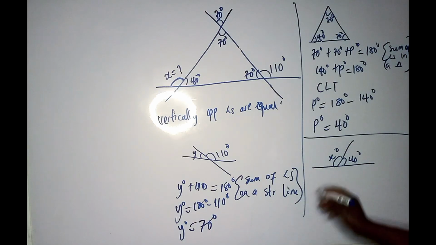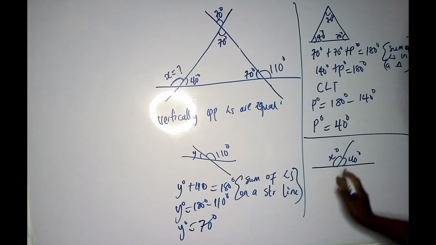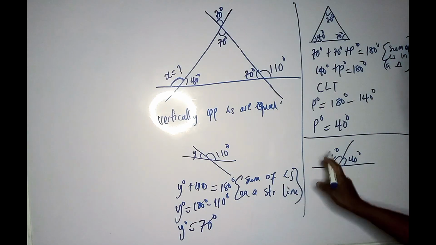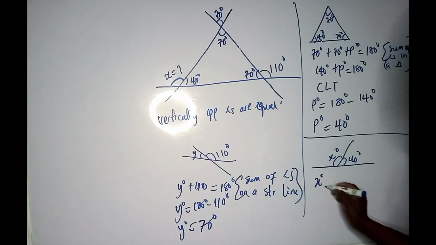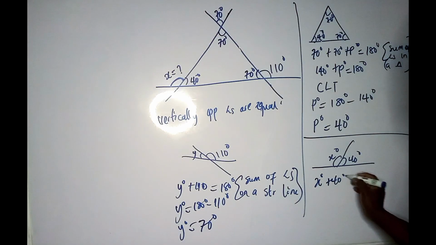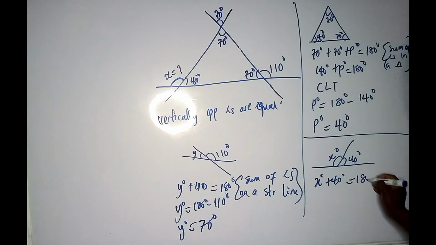So what do we do? Don't forget this is a straight line and we have angles on it. So the sum, if we add this and this, is going to give us 180 degrees. So we can now say x degrees plus 40 degrees equals 180 degrees. What is the reason? The reason is the sum of angles on a straight line.